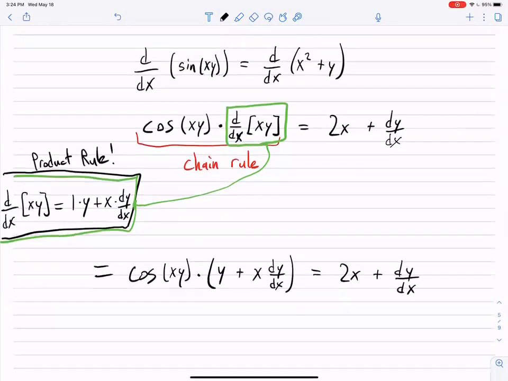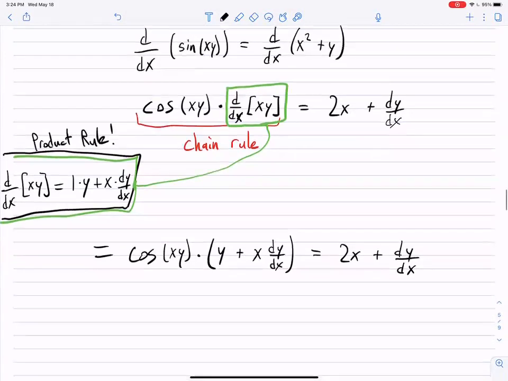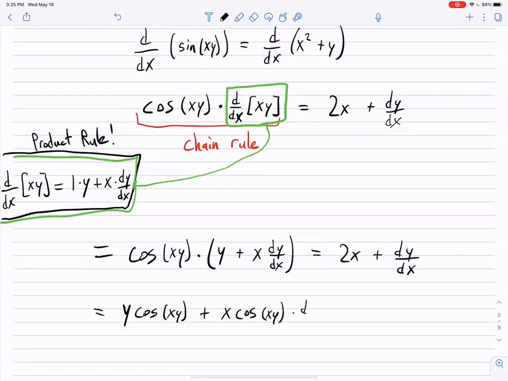Whew, so that was a lot. But we're not quite done. We still need to solve for dy dx, right? We need to isolate dy dx. So we've got to distribute. And so this is equal to y cosine of x y plus x cosine of x y, and then times dy dx. And then that's equal to 2x plus dy dx.